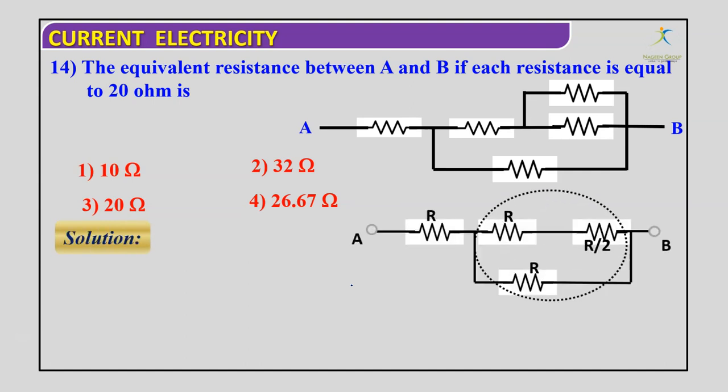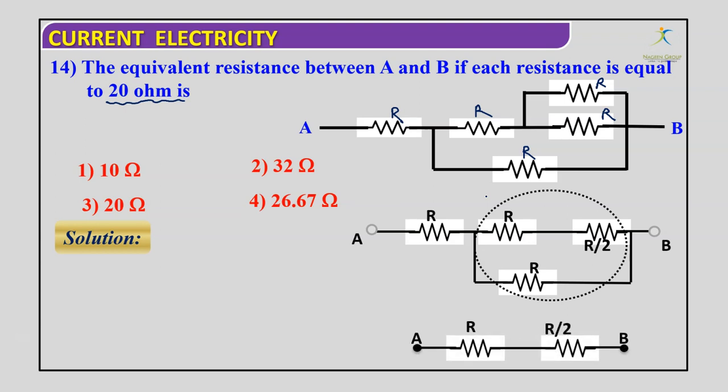So, we know that these three combinations, firstly we will take this as R and R. After this parallel combination, we will get R by 2 over there. Then we have again R. I'm just assuming firstly this will be R, and in the end we will put the value of R equal to 20. So, a little bit of solution: R and R by 2, these both are in series combination, and again R by 2. These are in series and R is in parallel. So we will get this particular result.